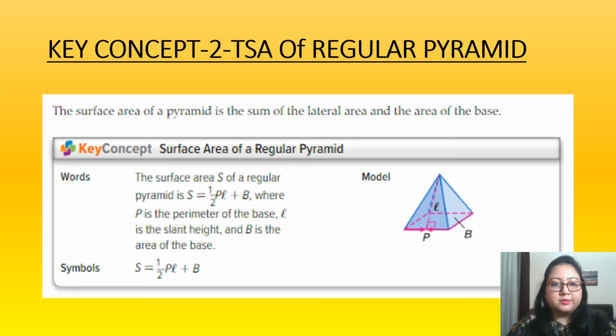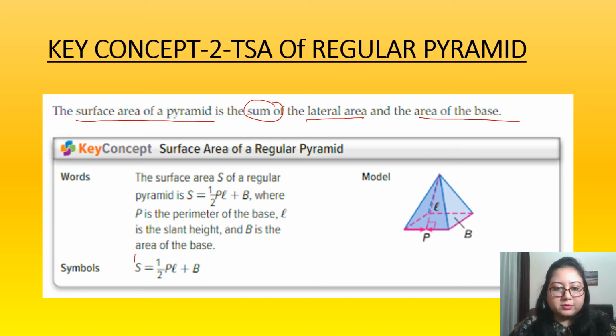Okay students, now let's do the second key concept for today, that is the total surface area of a regular pyramid. Just like prisms, it is going to be very, very similar in the sense that you are first going to take the lateral area, and then you'll take the area of the base. Just add them both, and the sum will give you the total surface area.